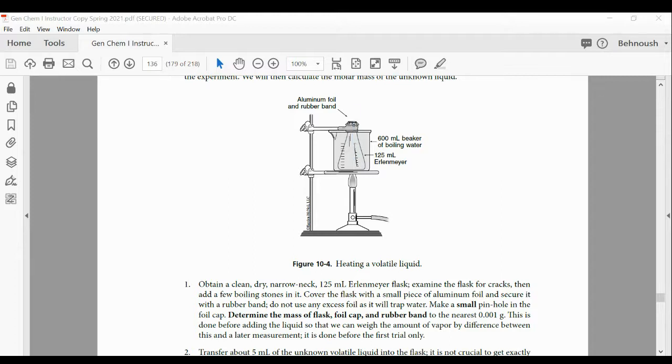The R value is a universal constant. It will always be provided. It's a constant number, so you don't have to find it. Someone else did find it for you. But the volume, you have to find the volume.